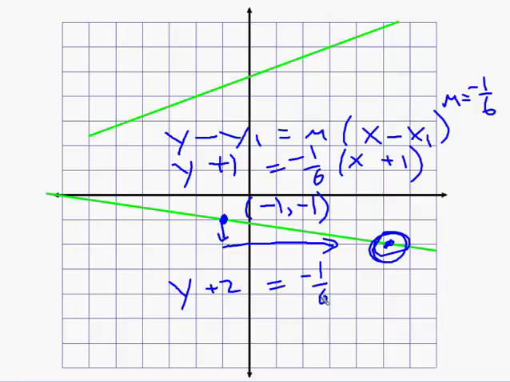equals negative 1/6 x minus 5. Minus 5, that's fine. No, it is 5. Minus 5, because that's the point 5, negative 2. Okay? Alright.